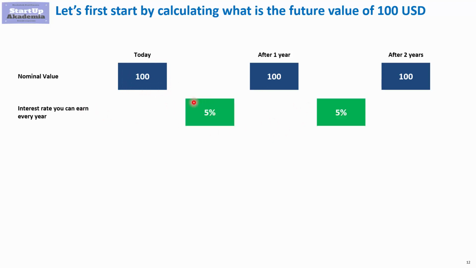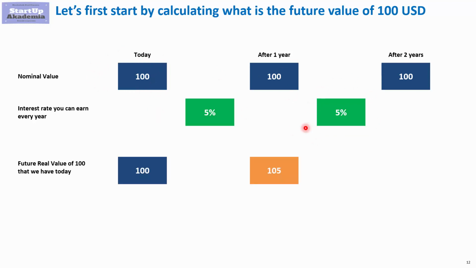So let's imagine that every year you can get a 5% interest rate. This would mean that the $100 that I get today are actually worth $105 after 1 year, because I'll get 5% on the 100. So this is $5 additional. And then in 2 years, it will actually be worth 110. In other words, the 100 today are worth 105 in 1 year and 110 in 2 years.